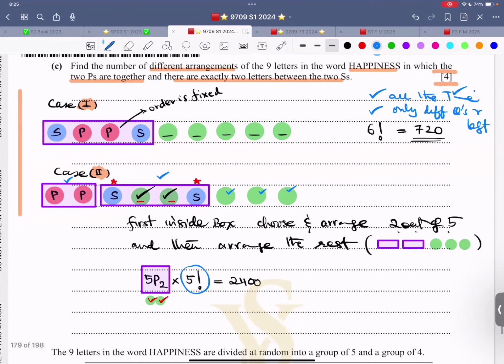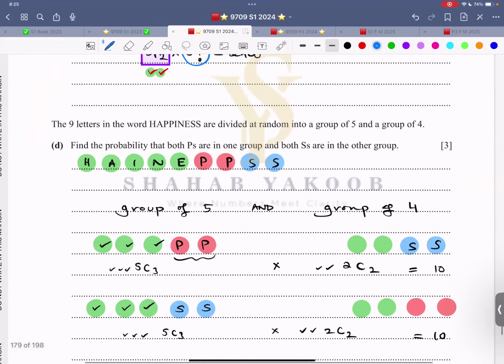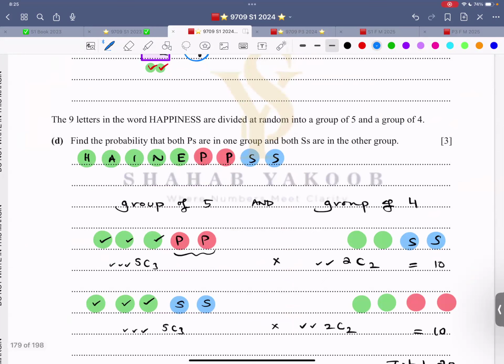So this thing is there. So we played with that 4 mark. This one was not difficult. This one we left it because we were not in a mood of doing the whole paper at once, the whole question at once. That is why we left it. But this one was easy. So it says the 9 letters in the word happiness are divided at random into a group of 5 and a group of 4. So this group formation, that is NCR. Find the probability that both P's are in one group, both S are in the other group.